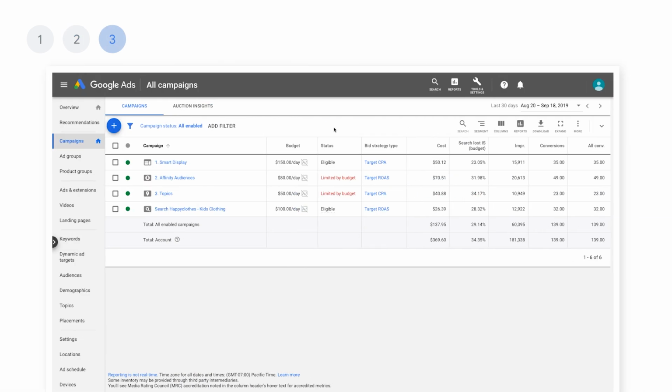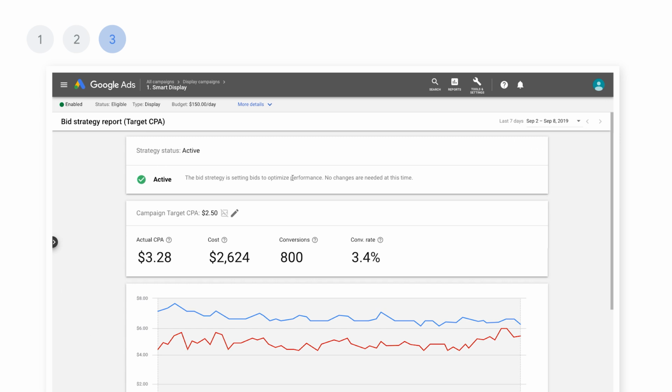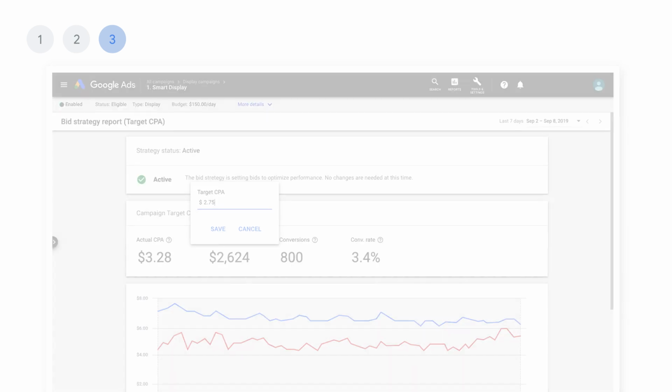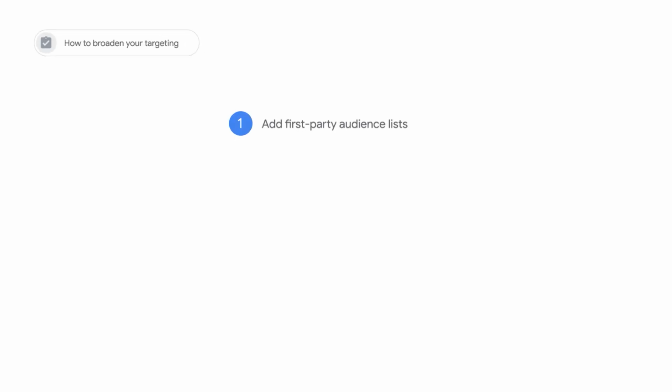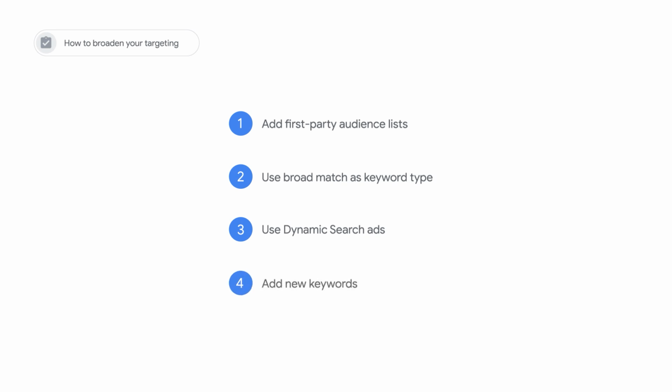If your target CPA or target ROAS campaign is achieving your goals and not budget constrained, you can optimize your campaigns by relaxing your targets and/or broadening your targeting. You can broaden your targeting by adding first-party audience lists, changing your keyword match type to broad match, using dynamic search ads, and adding new keywords.